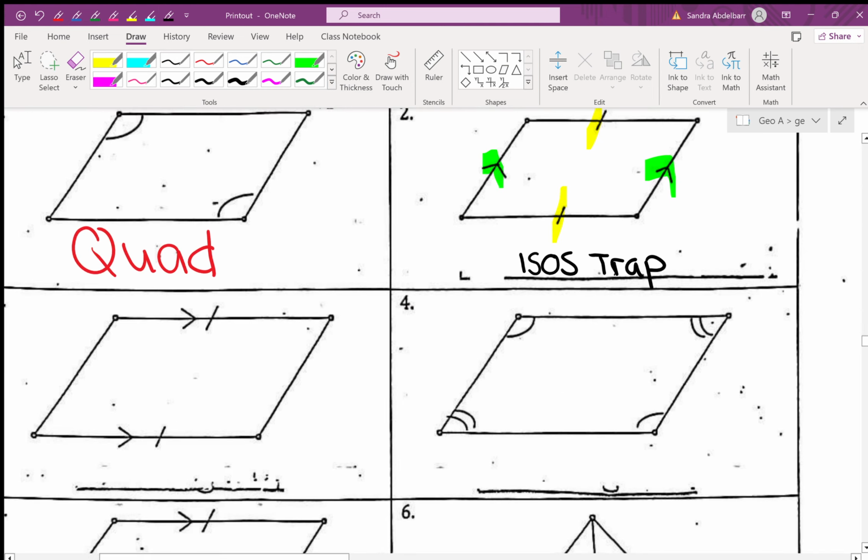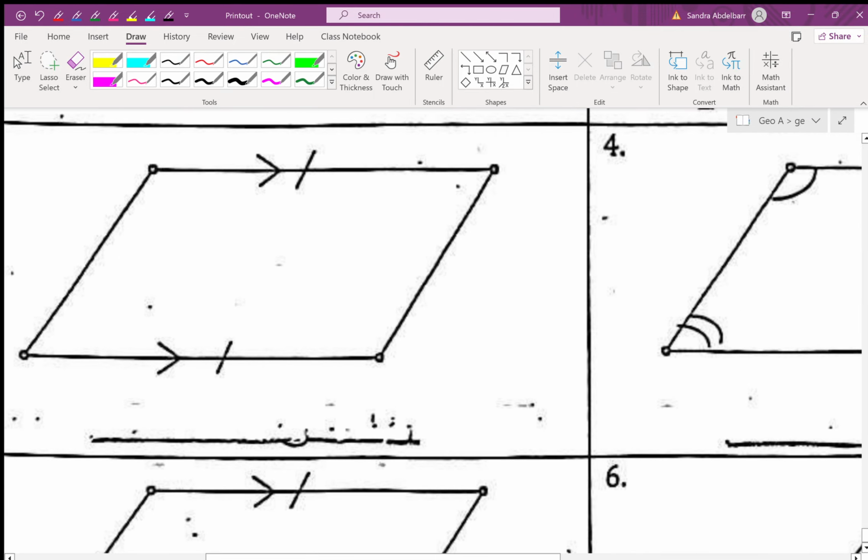All right, next one. First question for you. Is this a parallelogram? Yes, this is absolutely a parallelogram. It's one pair of opposite sides congruent and parallel. Is there any extra special feature here that would make it better than a parallelogram? There's nothing extra special here. So this is just a parallelogram.